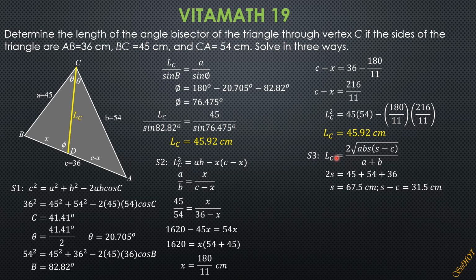So we substitute into this formula here. L sub C is 2 times the square root of 45 times 54 times S, 67.5, times S minus C, which is 31.5, divided by A plus B. So divided by 45 plus 54. Calculating using your calculator, L sub C is 45.92 cm. So that's it for this problem.